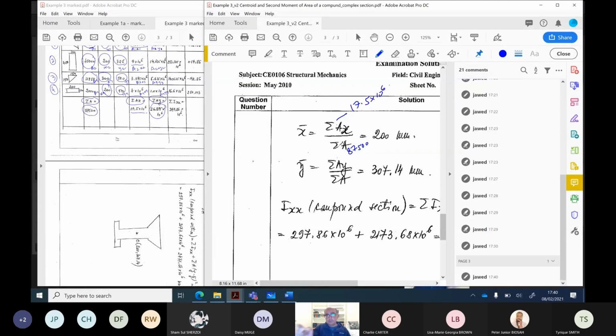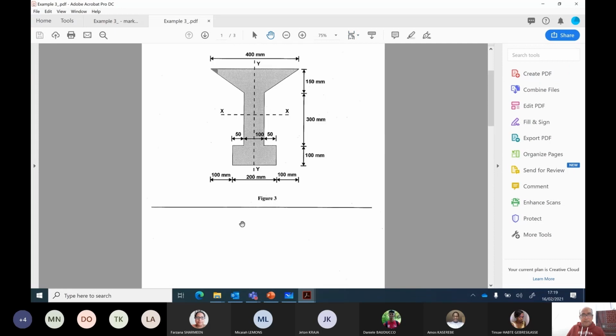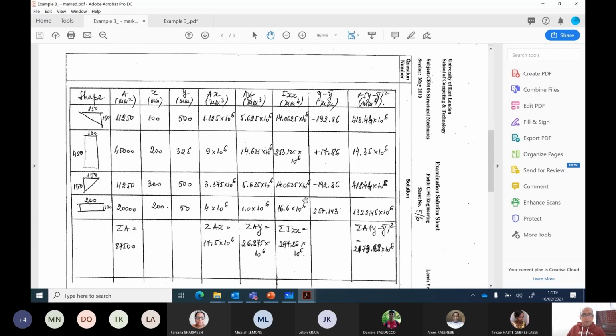87500. I'm getting 200. Okay, again this is 26.875 into 10 raised to 6, and this is 87500, which gives 307.14. Again this is fine as well. X bar and Y bar mean that we have now found the centroid of the shape, and now we want to find the second moment of area.